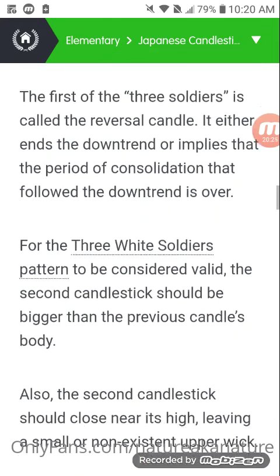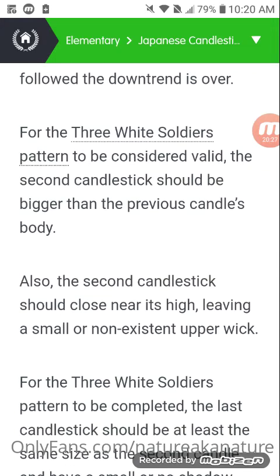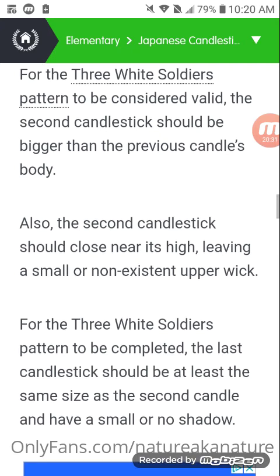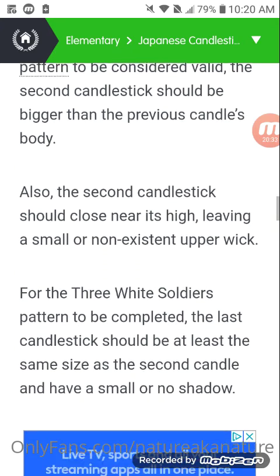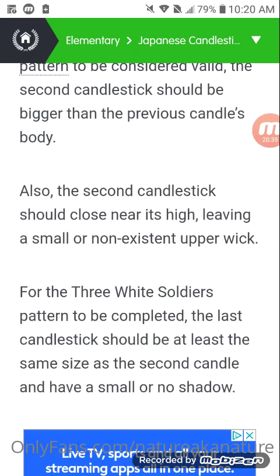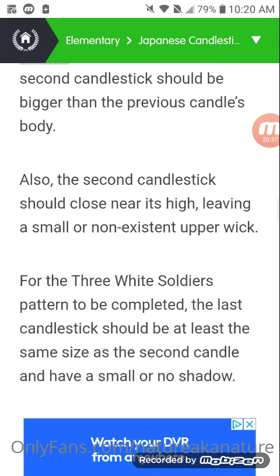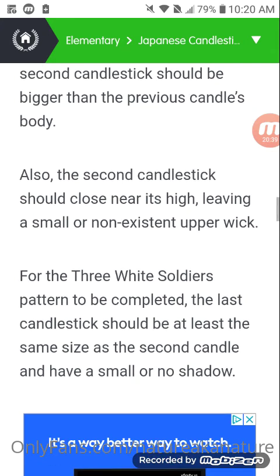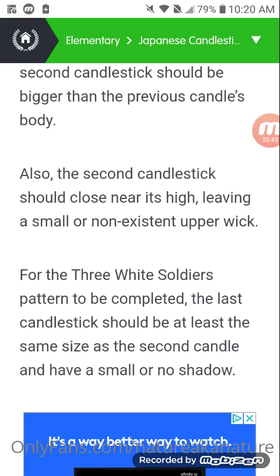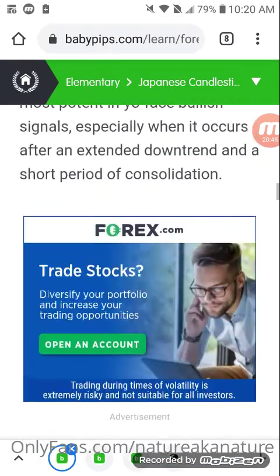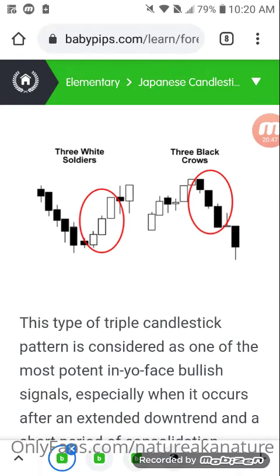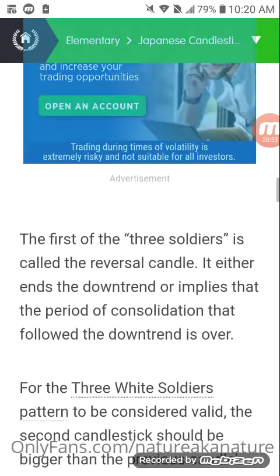Also, for the three white soldier pattern to be valid, the second candlestick should close near its high, leaving a small or non-existing upper wick. And for the three white soldier pattern to be completed, the last candlestick should be at least the same size as the second candlestick or bigger, and have no shadows, no wicks. It should be a clear bullish candlestick. That's how you know.